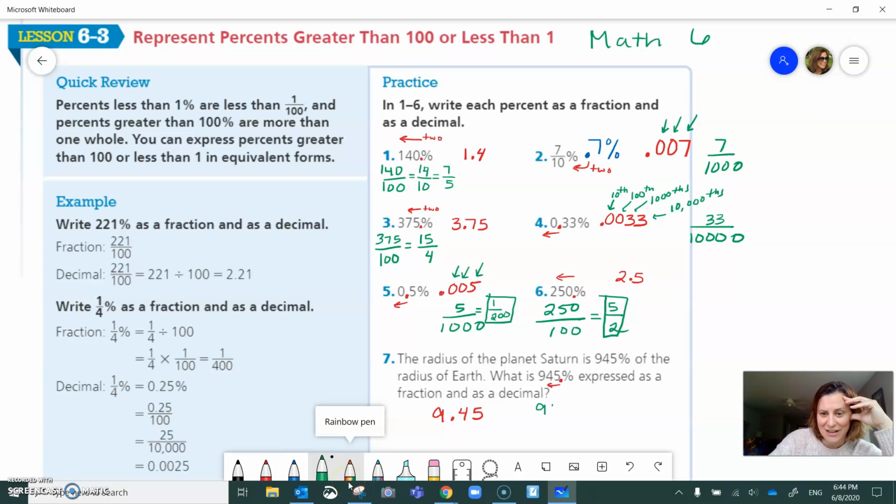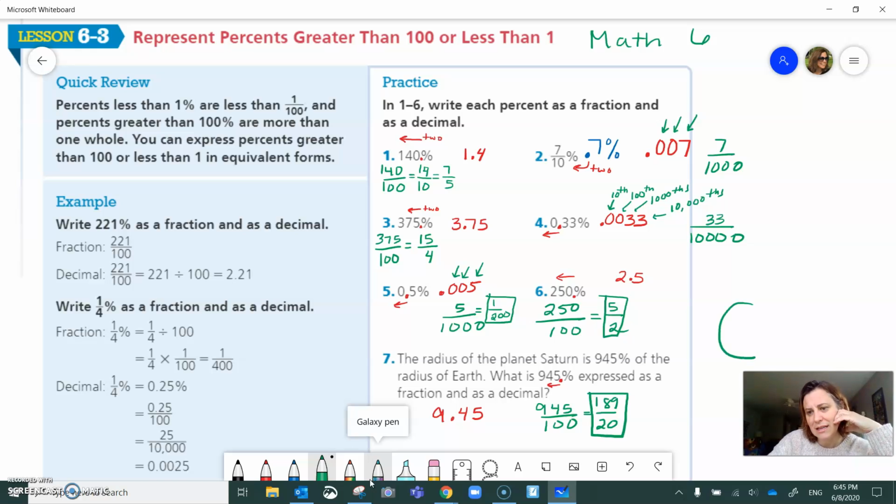945% is 945 out of 100. We can take 5 out of both of those numbers. 100 divided by 5 is 20. 945 divided by 5 is 189. So for every 20 parts of the Earth's radius, there's 189 parts of Saturn's radius. Remember, a radius is the distance from the middle to the outside edge. That's the radius. That was a long one.